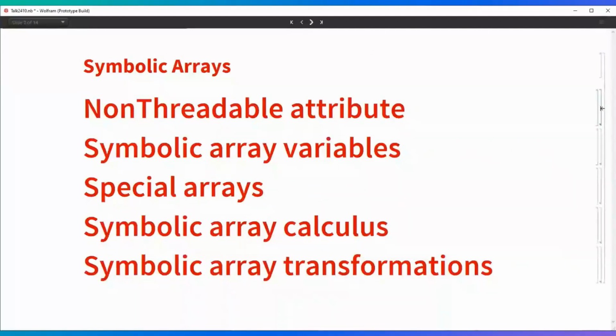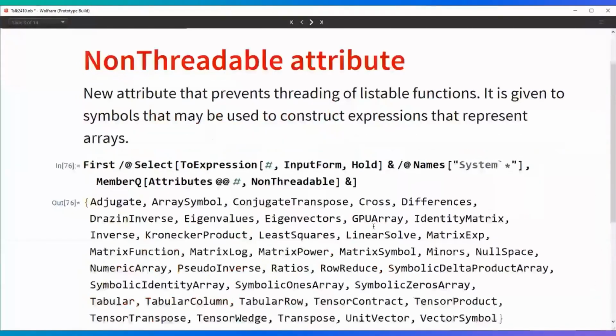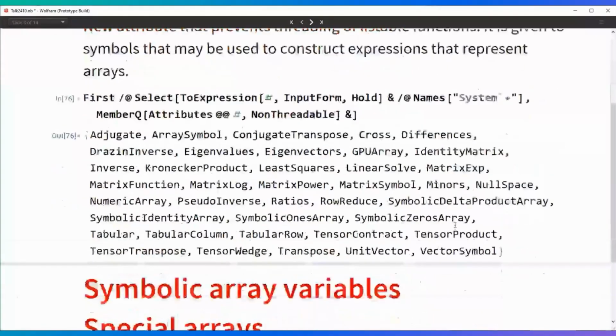So first, the NonThreadable attribute. We have a new attribute that prevents threading of listable functions. It is given to symbols that may be used to construct expressions that represent arrays. So let's look at what functions have it. For instance, Adjugate is a function that produces arrays, so it has the attribute. And so this is a collection of built-in functions that have the attribute.